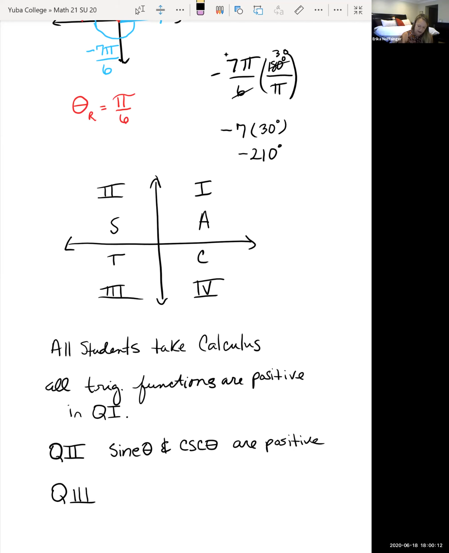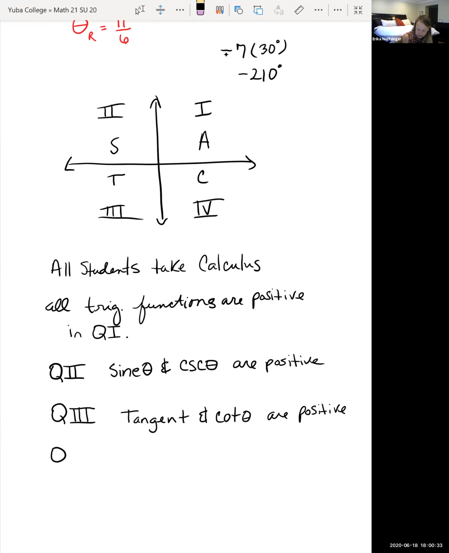Quadrant 3. T, tangent. So tangent, or any one that could be written with tangent, so cotangent, are positive in quadrant 3. And then quadrant 4, calculus, cosine. So any trig function with cosine, so that would be cosine and secant theta.